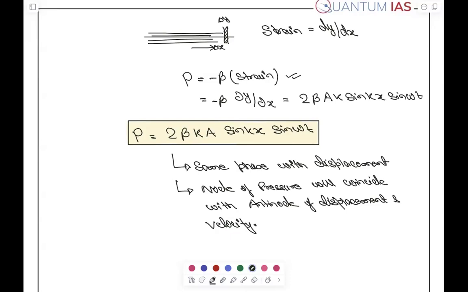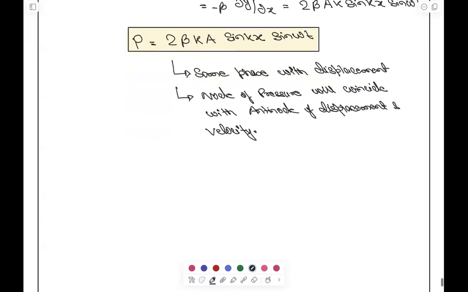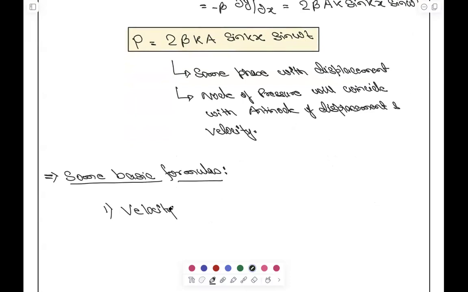चलो कुछ फॉर्मूले लिखवा देता हूँ, ठीक है? Although I'm expecting you know this formula, ठीक है? Some basic formula, so that कि अगर तुम बस फॉर्मूला मिस कर रहे हो तो यहाँ से हो जाएगा वो. First, velocity of transverse wave on string.